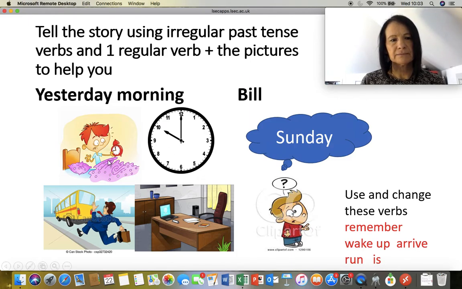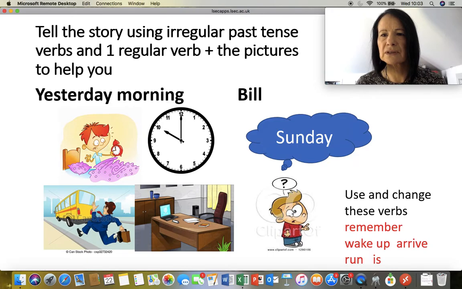This picture, what can you see in the picture? Yes, a man. What's his name? Yes, Bill. And when are we talking about? Are we talking about right now? No. This story is about yesterday morning. So which tense are we going to use? Present tense? No. Past tense. We're going to use the past tense.